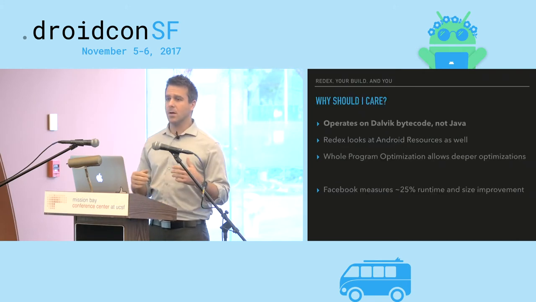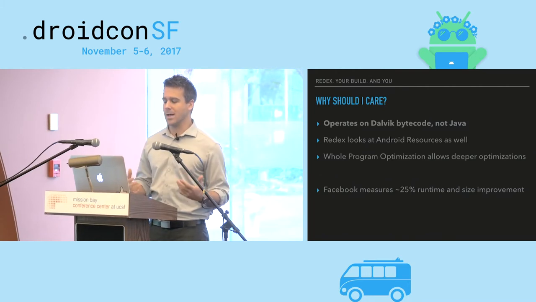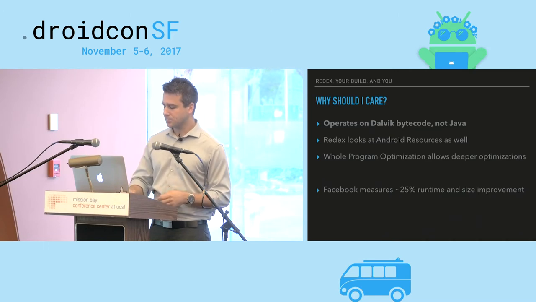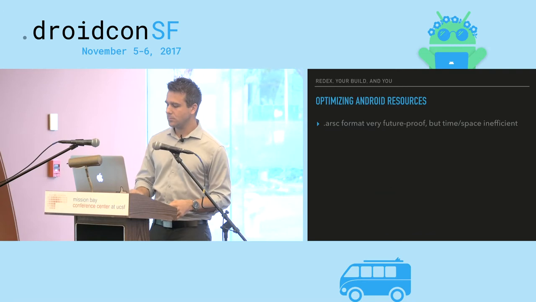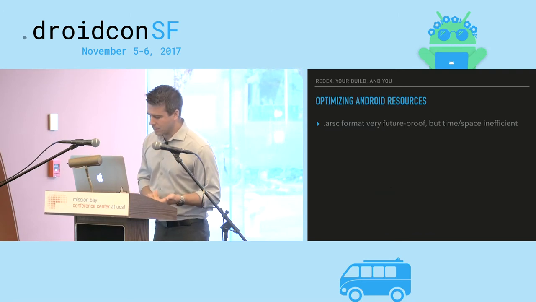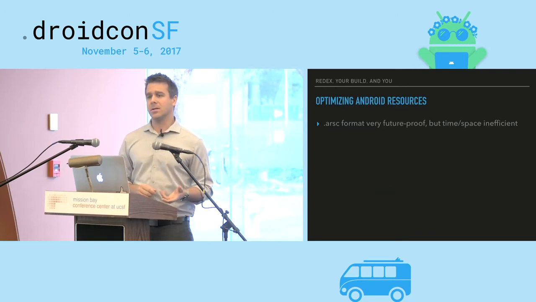So that's one of the biggest advantages that Redex has over ProGuard, that it operates on the Dalvik bytecode directly. Redex also looks at Android resources, and specifically, I mean the ARSC file.